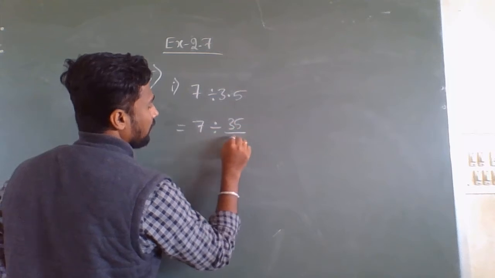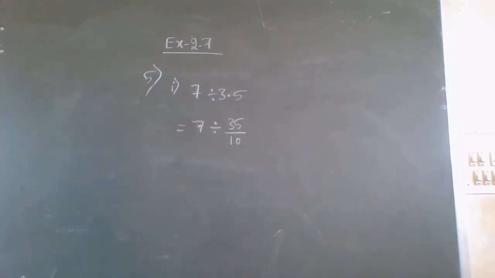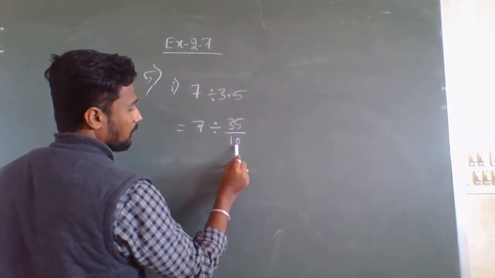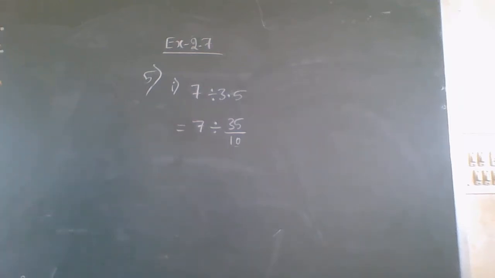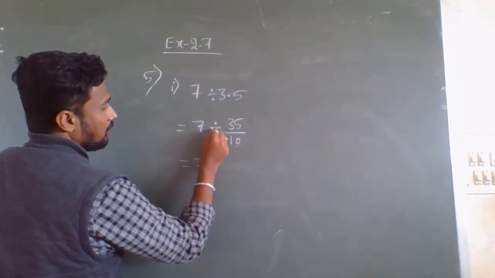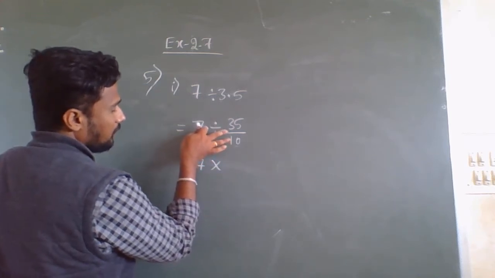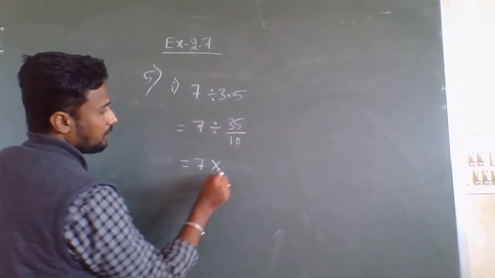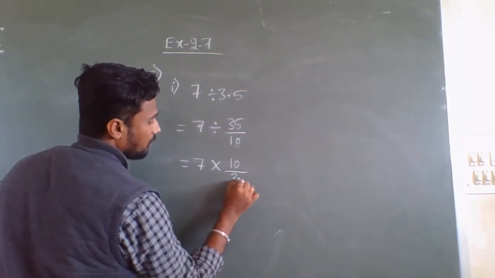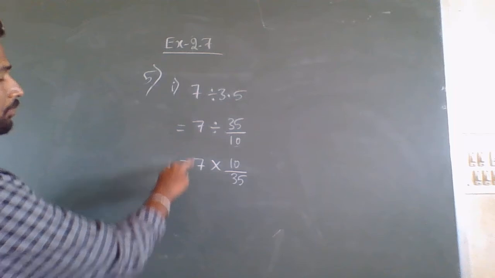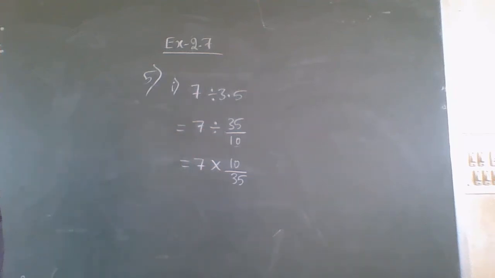3.5 means 35 divided by 10. How to write this 35 divided by 10? You can see here after decimal point only one digit is there, so I will consider number with only one zero. So 35 divided by 10. So now 7 here division. In the place of division I will consider multiplication, means I should write reciprocal of 35 divided by 10. So what we will get? The reciprocal is 10 divided by 35, because here in the place of division I have written multiplication.